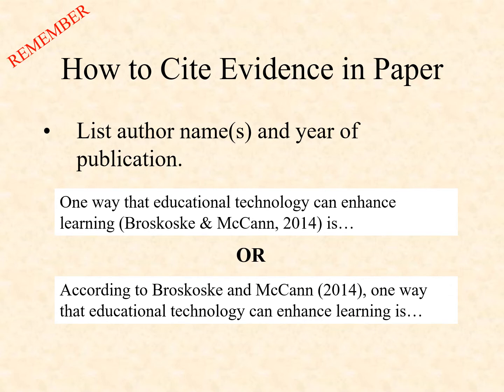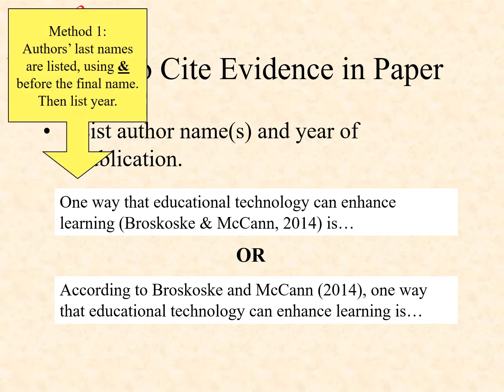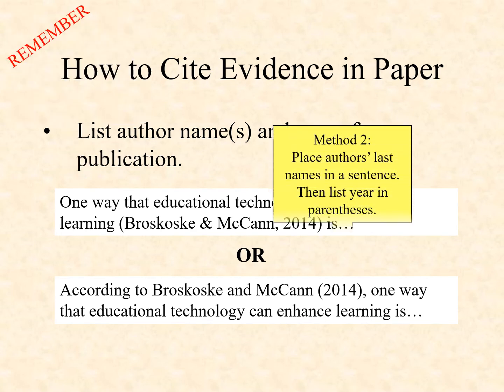As you write the paper, cite the evidence, and we cite it in 2 ways. For example, I can say one way that ed tech can enhance learning, and then I'll put the author's names and year of publication right in that sentence in parentheses. Another way is I can speak as if I know the authors. And I can say according to Bruskowski and McCann, and I'll still use parentheses and include the year of publication in there.